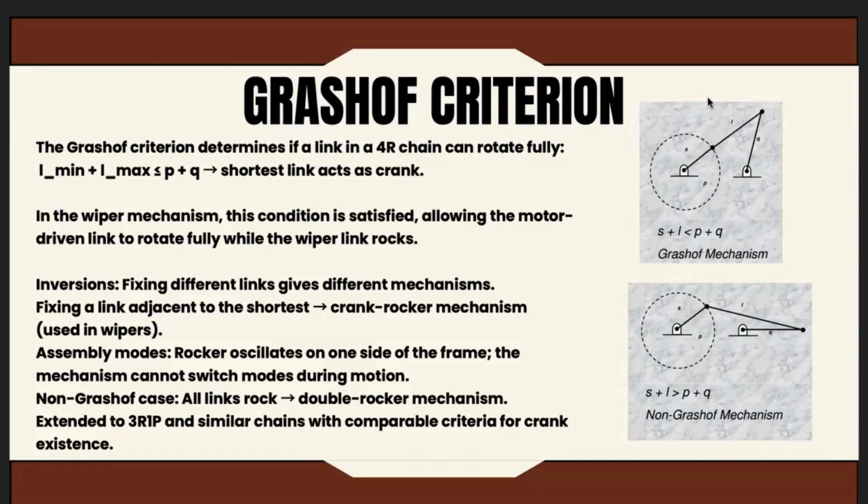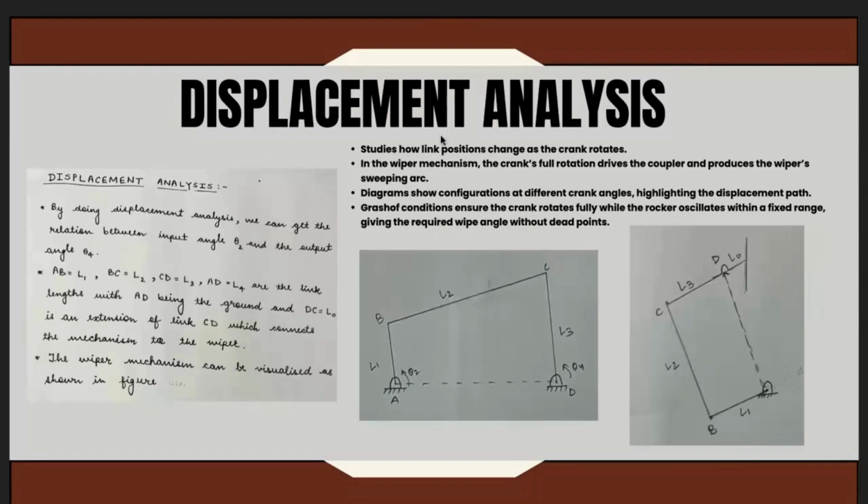When a link adjacent to the shortest is fixed, we obtain the crank rocker configuration commonly used in windshield wipers. The mechanism operates within a single assembly mode, meaning it cannot switch sides during motion. In non-Grashof mechanisms, however, all links simply rock, forming a double rocker system. Now, as we can see, the link between angle theta 2 and output angle theta 4 is provided by the displacement analysis. So we will look into this part of the analysis of the kinematic mechanism.